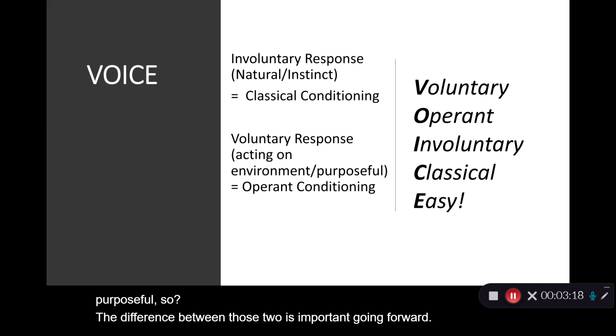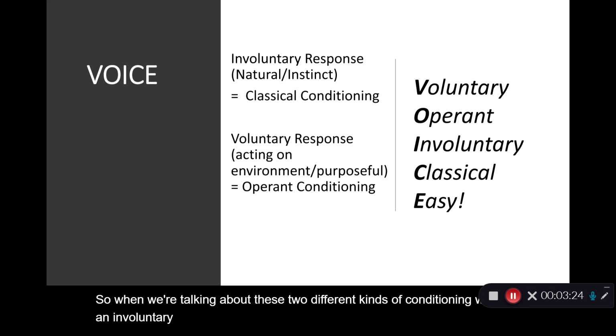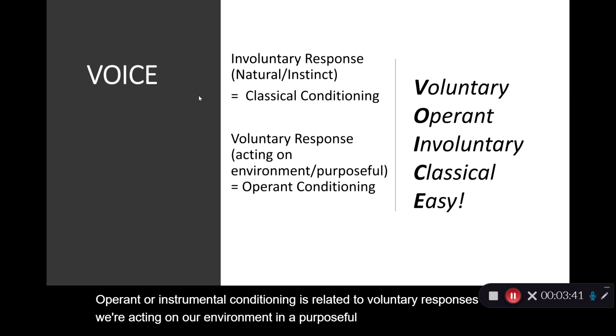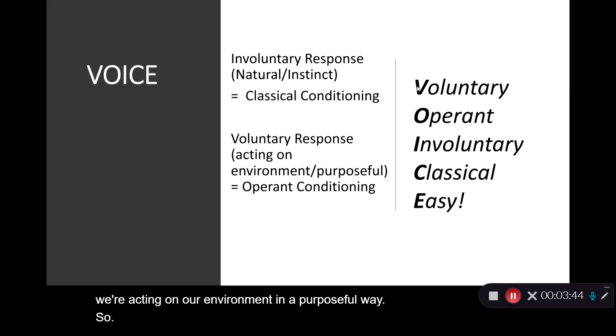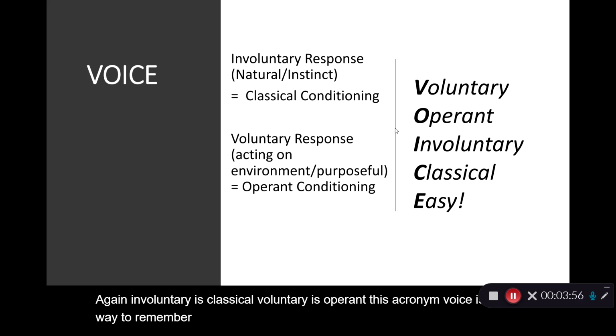So when we're talking about these two different kinds of conditioning, we have an involuntary response, which is natural instinct, which is involved in classical conditioning. Operant or instrumental conditioning is related to voluntary responses. So we are acting on our environment in a purposeful way. So again, involuntary is classical, voluntary is operant. This acronym VOICE is one way to remember that. Voluntary is operant, involuntary is classical. Easy.